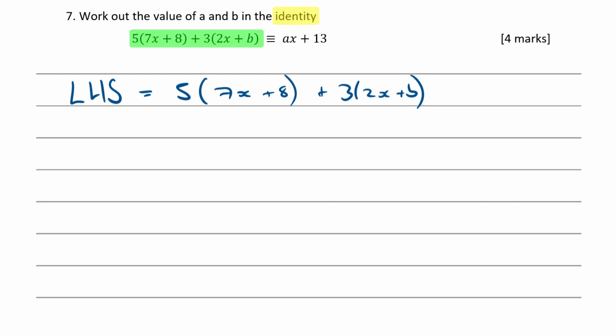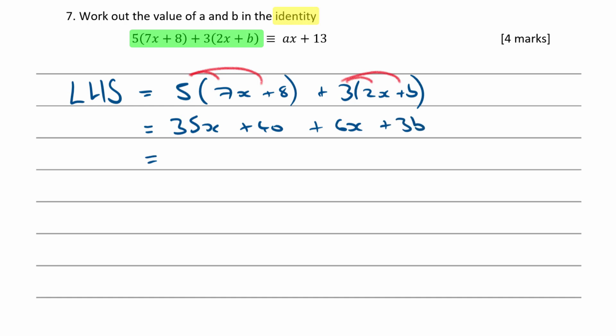Okay, so we're just going to work on one side. We're not going to move things over. You'll get confused if you do it that way. So first off, let's simplify it by multiplying out the brackets. The number outside the bracket gets multiplied by everything inside. So 5 times 7x is 35x, and 5 times 8 is 40. And the second bracket, 3 lots of 2x is 6x, and 3 lots of b is 3b.